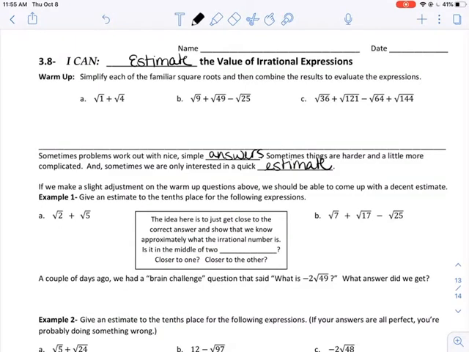Today we are estimating the value of irrational expressions. I'm going to show you how to estimate the value of expressions that involve square roots as well as expressions that involve pi. And sometimes problems work out with nice simple answers and sometimes things are a little more complicated. But we may be only interested in a quick estimate. So we're estimating, we're not using our calculator today. This is just to see if you can figure it out on your own.